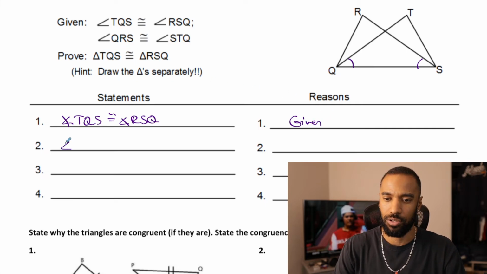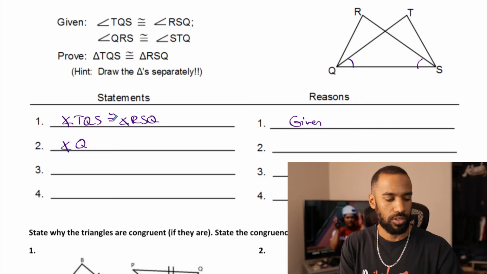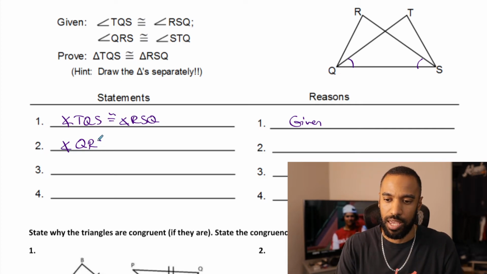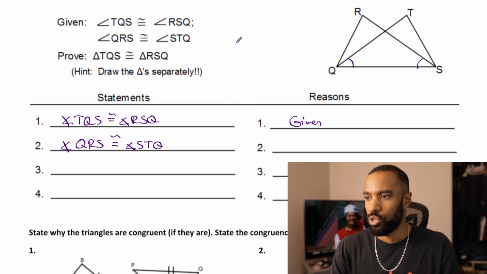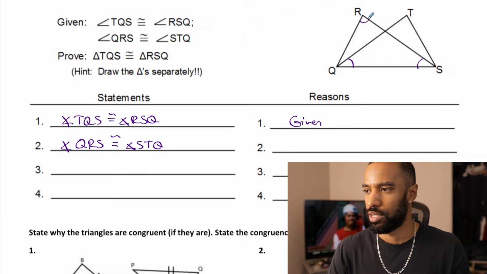We also have angle QRS. Well, I'll tell you what. Yeah, this will be 4 steps. Angle QRS is congruent to angle STQ. Where's that? QRS up here is congruent to STQ. That's given.